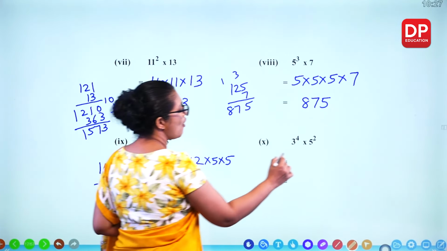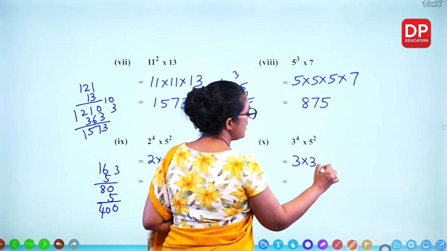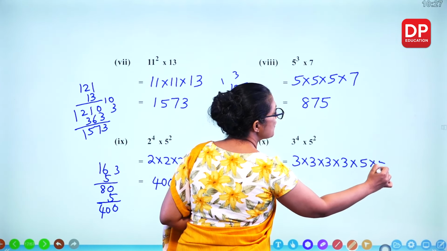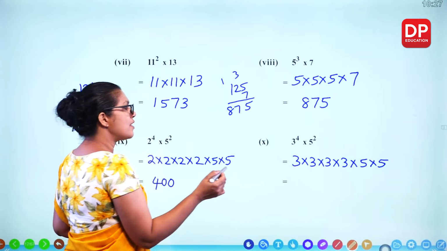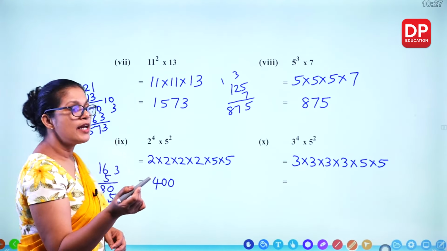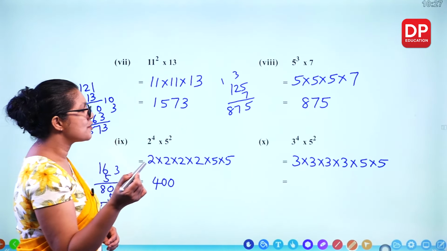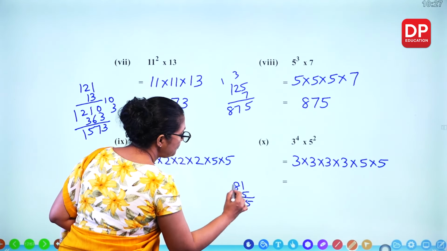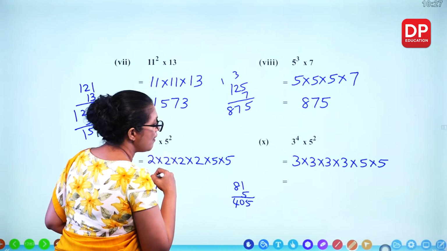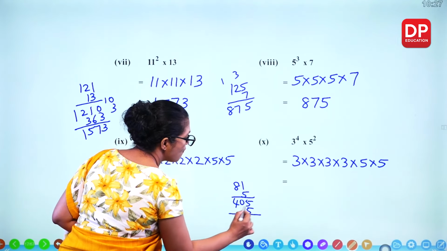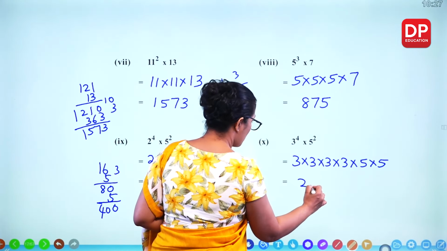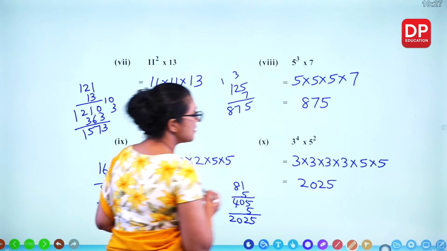This one, 3 to the power 4. 3 into 3 into 3 into 3 and 2 5s. 3 times 3, 9. 9 times 3, 27. 27 times 3, 81. 81 times 5, 405. Again multiply by 5. You get 2025.